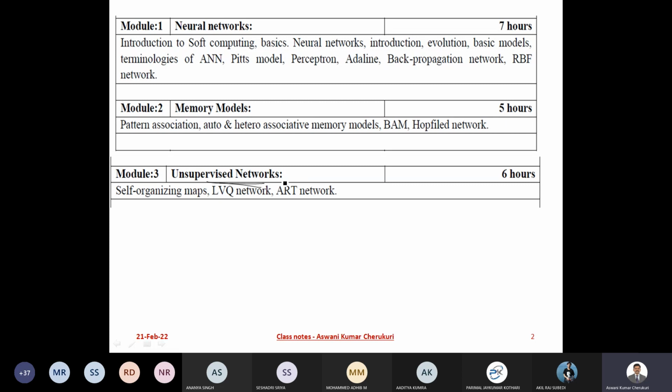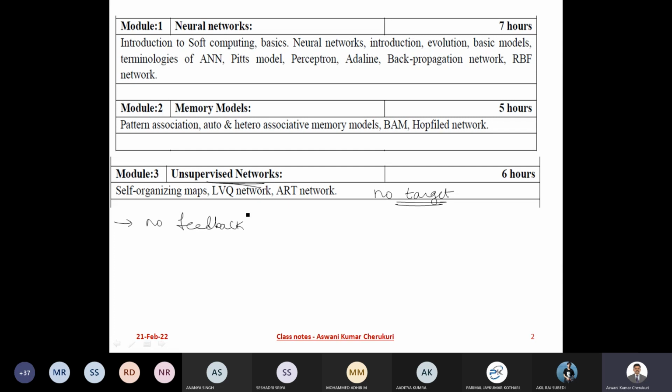Can somebody tell me what is meant by an unsupervised network? So basically there is no target. When you look at the training algorithm, there is no target vector or target pattern, or any kind of environment which gives you feedback. So in unsupervised networks, there is no feedback.